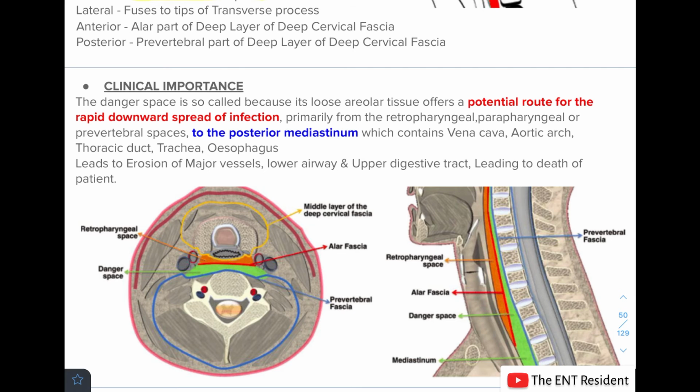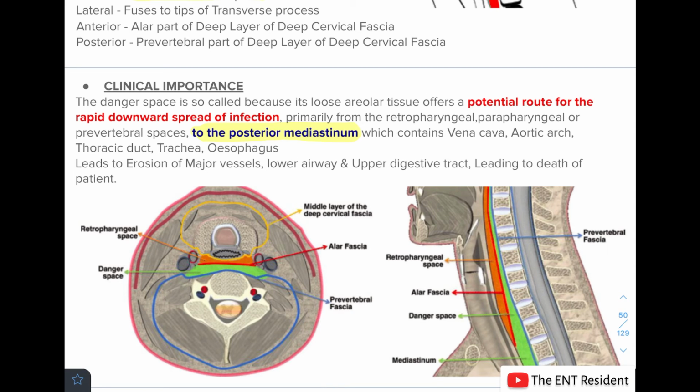The clinical importance of this layer is that this space is so called because its loose areolar tissue offers a potential route for the rapid downspread of infection, primarily from the retropharyngeal, parapharyngeal or the prevertebral spaces which lie all around it, to the posterior mediastinum. This is important here: it spreads to the posterior mediastinum, which contains very important structures like the vena cava, the aortic arch, thoracic duct, trachea and the esophagus.